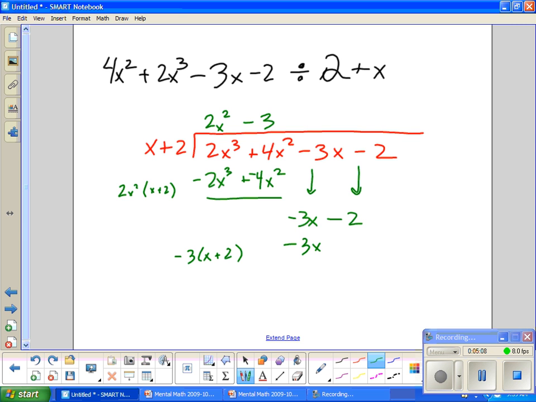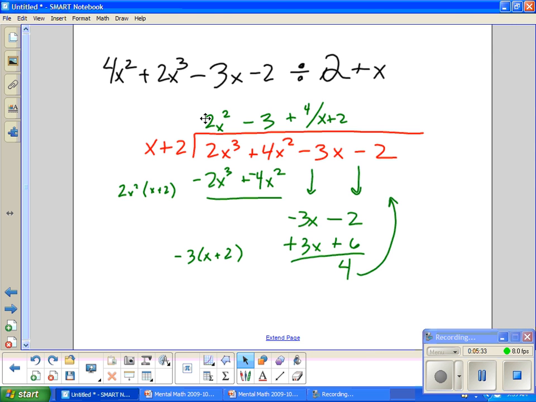Negative 3x minus 6. Change the sign. So I'm subtracting. Gotta distribute the negative. That's why that happens. And I get 4. That's plus 6 minus 2. And change both signs. And I get that 4. It comes up, and that's plus 4 over x plus 2. And if I want to check this, I have to take x plus 2 times that. All right? If you distribute that, you will get the original here. Okay? Quotient times divisor. Okay?